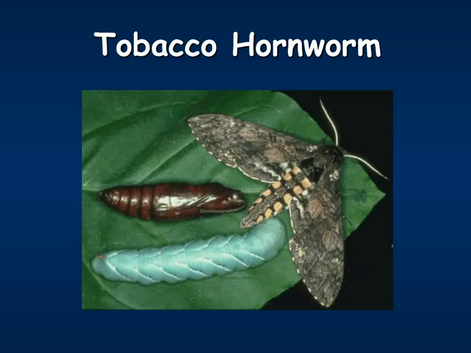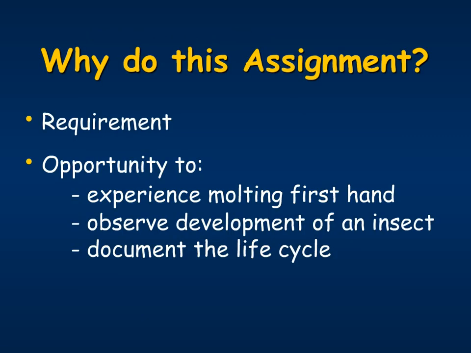By now you've likely finished the first insect pet assignment, the Madagascar hissing cockroach. Now it's time to take on a second insect pet, a tobacco hornworm. This image shows the various stages of development, the dramatic changes this caterpillar is going to undergo in the time you have it. So why do this assignment?